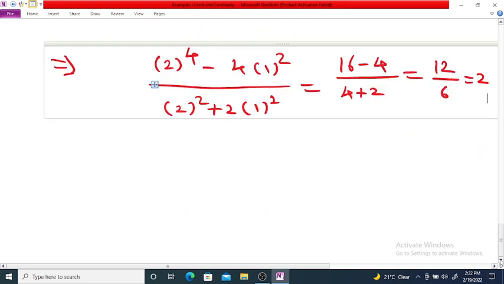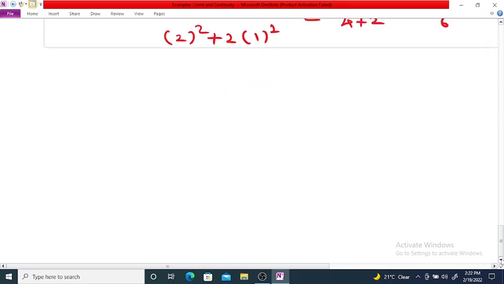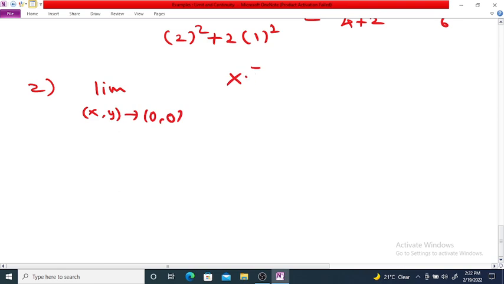The next example, number 2: limit xy tends to 0 0 of xy raised to 5 divided by x raised to 4 plus y raised to 4.